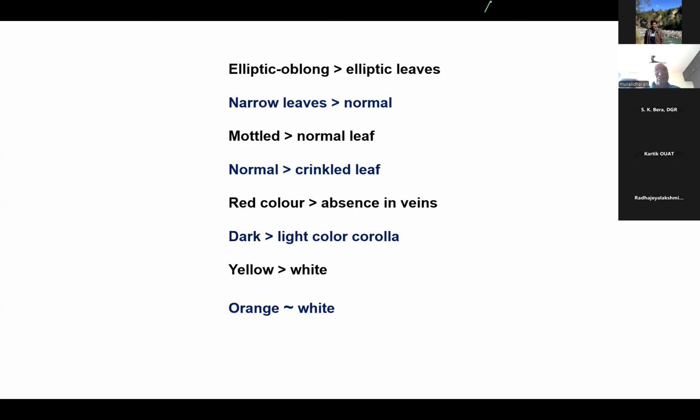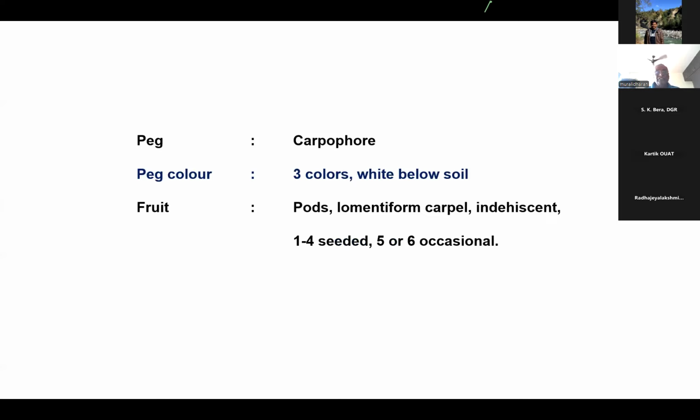Elliptic or oblong elliptic leaves over elliptic leaves. Narrow leaves are dominant over normal. Mottled leaves are dominant over normal leaf. Normal leaves are dominant over crinkled leaf. Red color is dominant over absence in veins. Dark color of corolla is dominant over light. Yellow color is dominant over white. And orange, white, there is no fruit. 3 colors are there, but white below soil. 1 to 4, 5 or 6 also occasionally present.